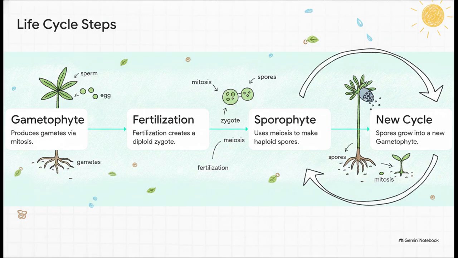The sporophyte then undergoes meiosis to produce haploid spores. And finally, in step 4, those spores disperse and grow through mitosis back into a new multicellular gametophyte, starting the endless cycle all over again.